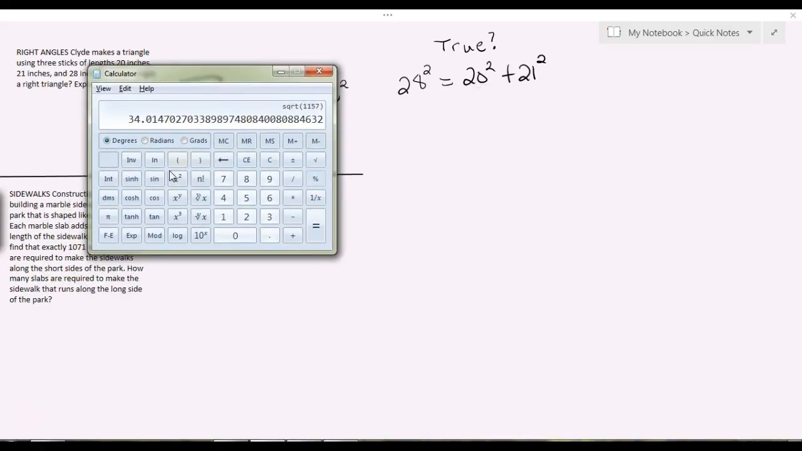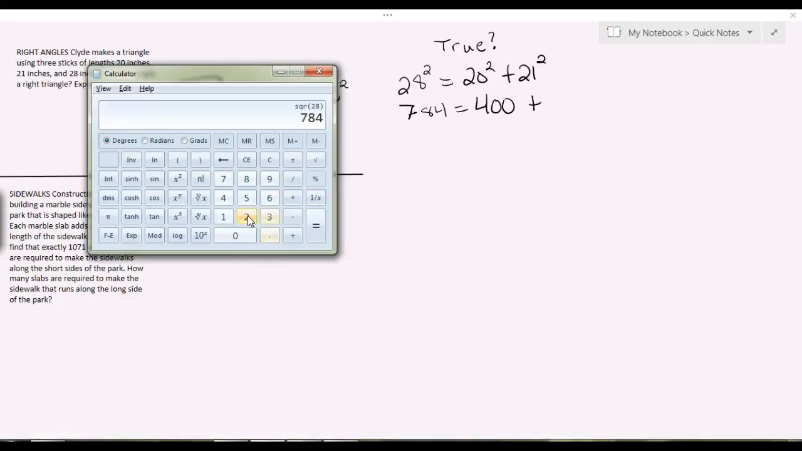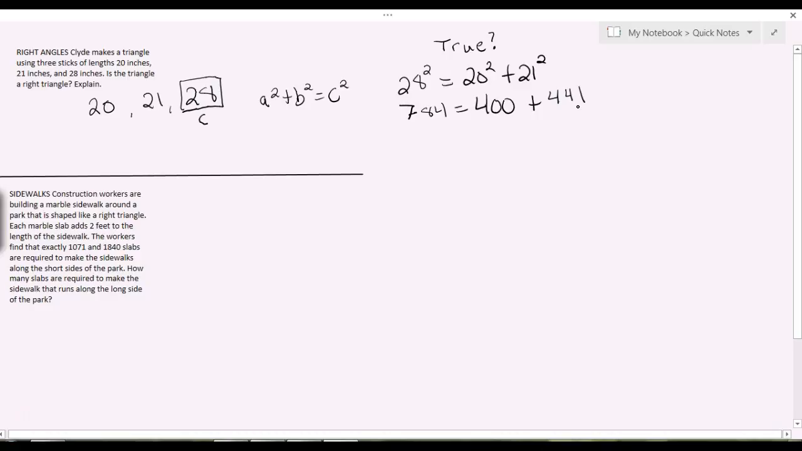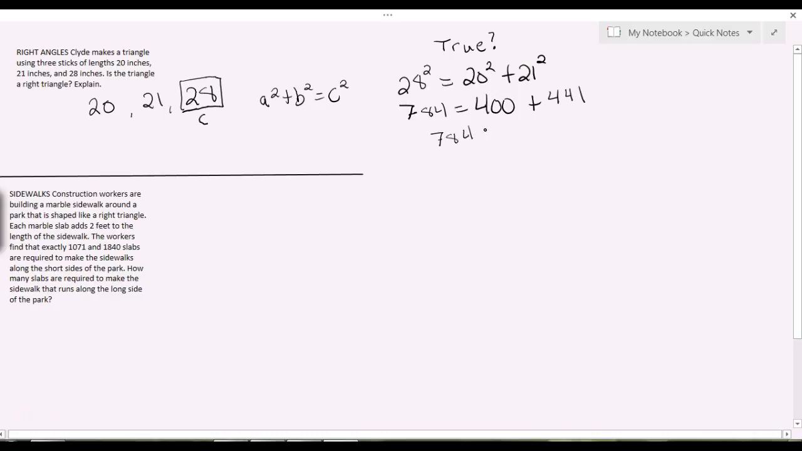So here's my calculator. I'm going to move it over here. 28 squared equals 784. I'll go ahead and write that down. 784. I'm still trying to find out if this is true. 20 squared is 400. I'm going to see what 21 squared is. So 21 squared is 441. So write that down, 441. So, does 400 plus 441 equal 784? No, it equals 841. So 784, we end up asking, is it equal to 841? No. So that means his triangle cannot be a right triangle.